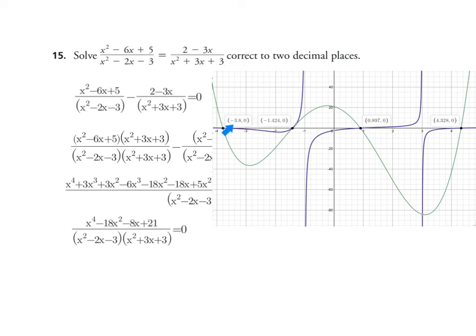All right, so the answer is negative 3.80, negative 1.42, 0.90, and 4.33. Those are our 4 answers, and we did need graphing technology in order to solve this one, unfortunately.